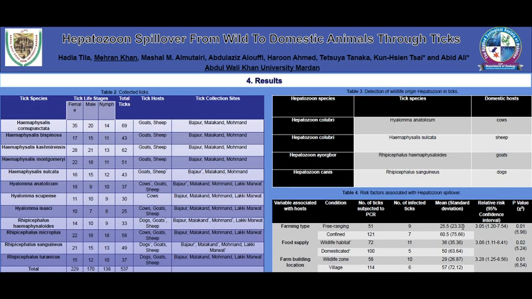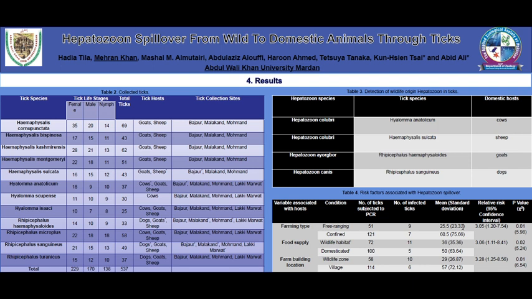Moving toward its results, so table 2 shows the details about the collected ticks. Here are the details of all 12 tick species which were collected in this study, as well as morphologically identified: Haemaphysalis cornupunctata, Haemaphysalis bispinosa, Haemaphysalis kashmirensis, Haemaphysalis montgomeryi, Haemaphysalis sulcata, Hyalomma anatolicum, Hyalomma scupense, Hyalomma isaaci, Rhipicephalus haemaphysaloides, Rhipicephalus microplus, Rhipicephalus sanguineus, and finally Rhipicephalus turanicus.